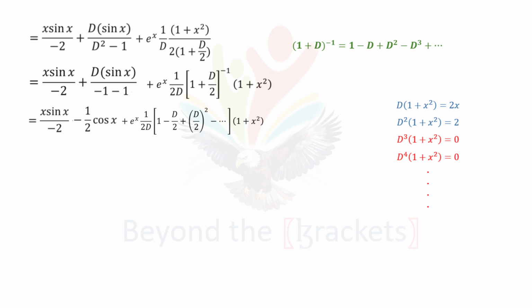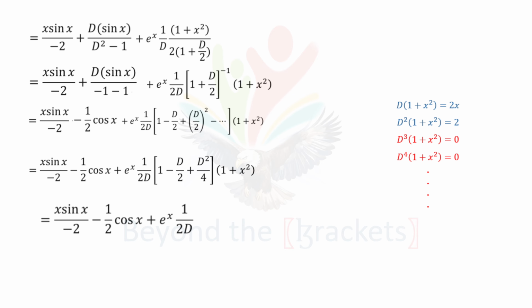Here the RHS is 1 plus x square. For this, differentiation will be 2x and D square will be 2. And all the higher order derivatives will be 0. So we'll consider the derivatives only up to D square. So the expansion is reduced to 1 minus D by 2 plus D square by 4.